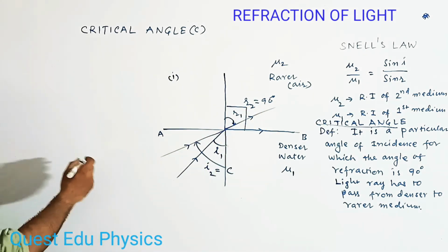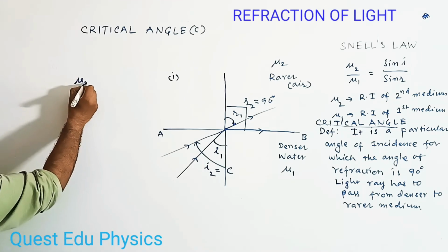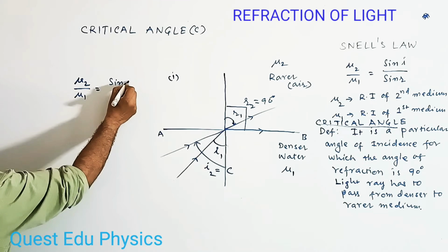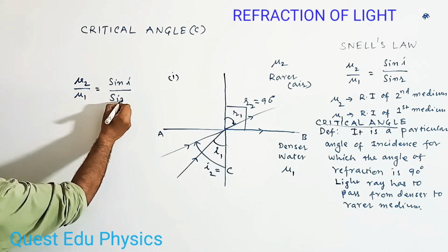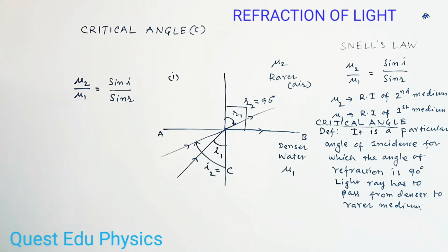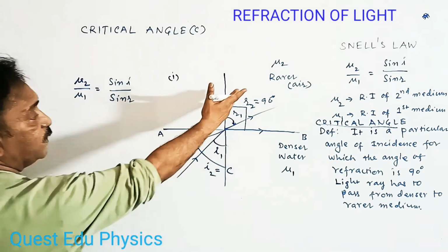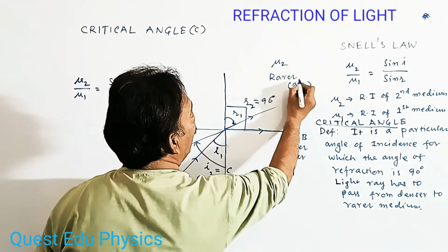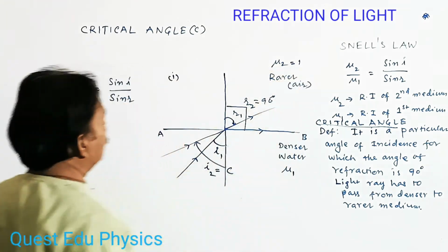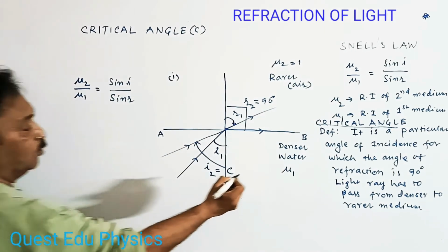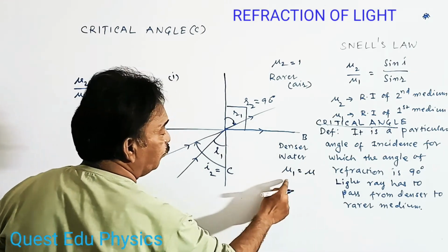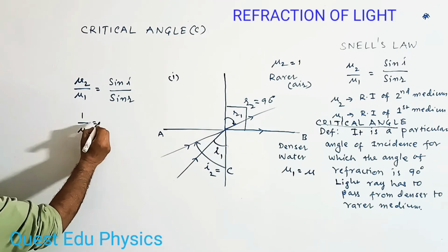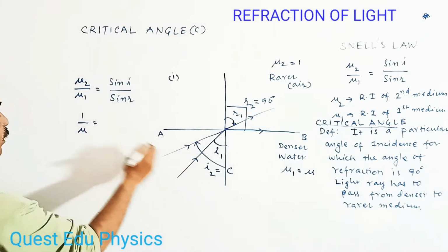Then apply the same to Snell's law. As you learned, mu 2 by mu 1 is equal to sin i by sin r. Okay, students. What is mu 2? Mu 2 is the rarer medium, that is, we said air. Air has a refractive index of 1, students. Then I am substituting the value. I am calling the first one mu. So mu 2 is equal to 1, and 1 by mu is equal to the sine of the angle of incidence. Here we have to take.